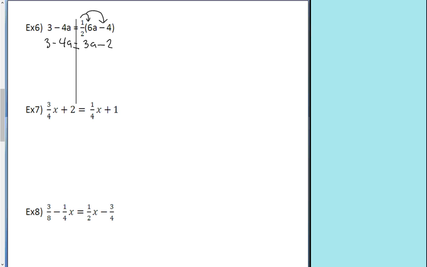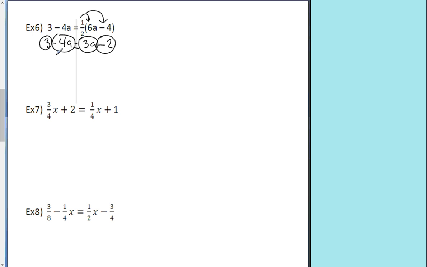All right, chunk this. You've got a 3 chunk. You've got a negative 4a chunk. You've got a 3a chunk. And you've got a 2 chunk. So the question you need to ask yourself is, what do I want to get rid of first? I want to get my variables together, so which side should I bring my variables to? Well, let's go to that rule. Always try to move them to the side with more positive variables. Which side has more positive variables? This side.